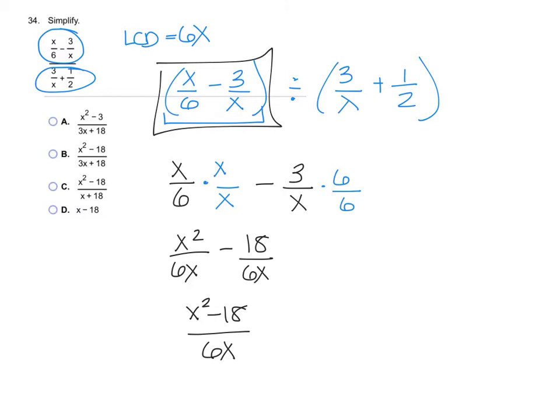Now I'm going to add this second set of fractions, which is the 3 over x plus 1 over 2. Now the same thing, when I add fractions, I have to have the same denominator. I have an x in one denominator and a 2 in the other denominator. So that means that the least common denominator is 2x. So I have to rewrite each of these fractions so that the denominator is 2x.